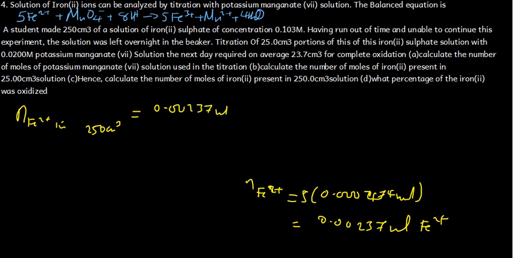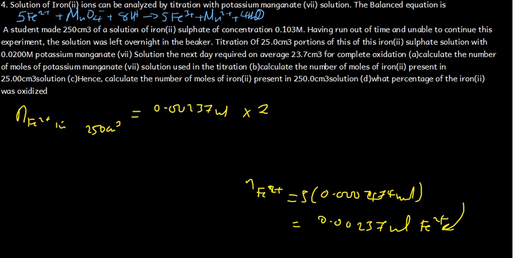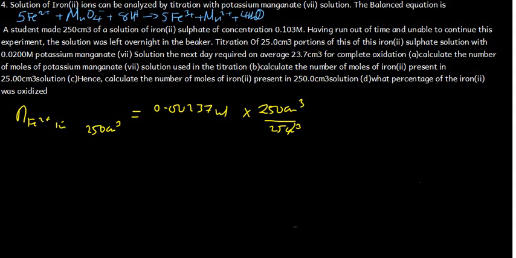the 0.00237 moles. Now multiply how many. So this is the number of moles in what? In 25. That's what reacted. So now how many of 25s are present in the whole of this solution? So we'll say 250 cubic centimeters divided by 25 cubic centimeters. The cubic centimeters are going to cancel out, and so that would simply be a ratio. And that is going to give us, when we do the multiplication, 0.0237 moles of iron 2 plus.